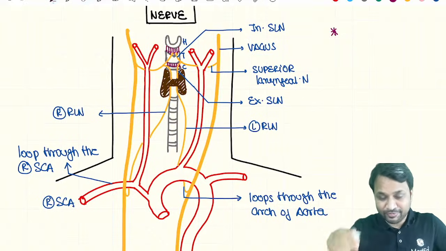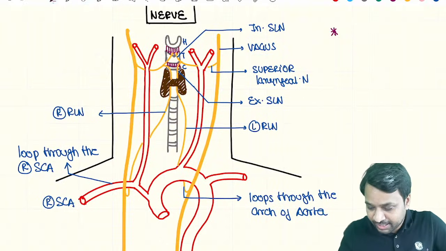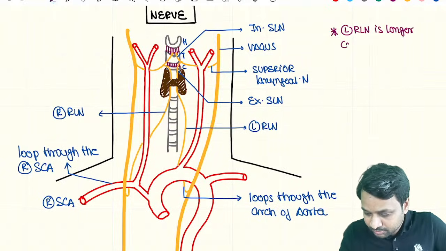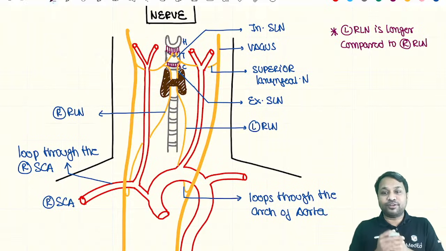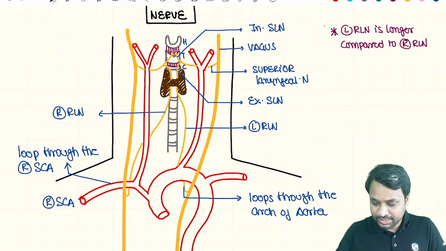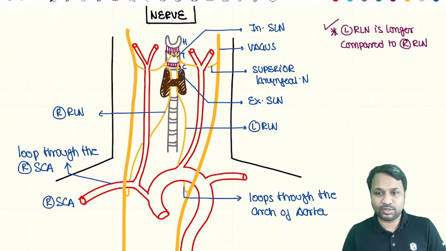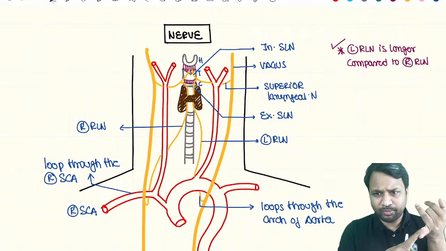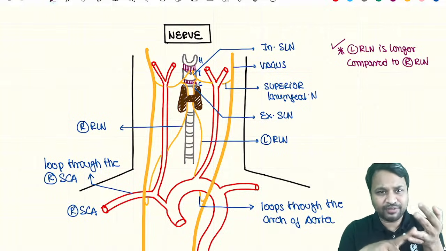So whenever I talk about the length of the nerve, I can say the left recurrent laryngeal nerve is longer compared to the right recurrent laryngeal nerve, right? So it is the left recurrent laryngeal nerve which is longer when compared to the right. Okay, so it is having a longer course when compared to the right one. Clear? So this is about the neural component that you should be aware of, right? So we had the arterial component, we had the venous component, and we had the neural component as well.